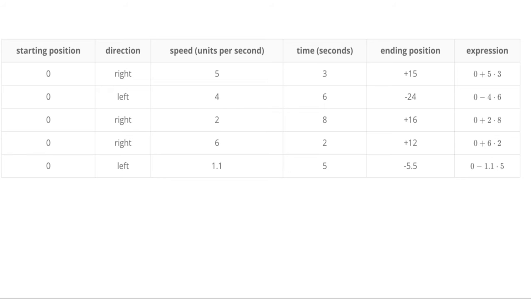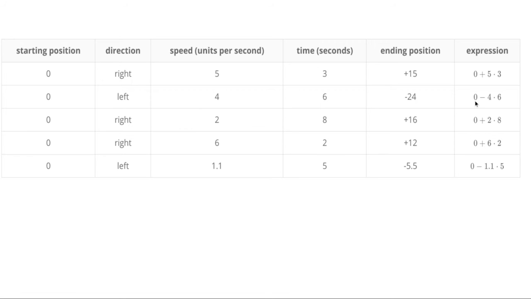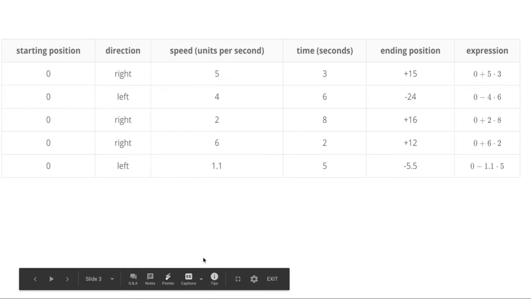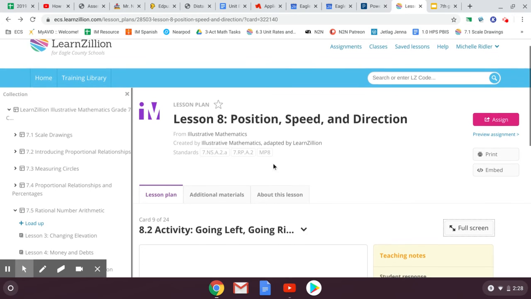Okay, here's our next slide, and as you can see, we have that ending position of negative 24. We start out at 0. We take away the 4 because that is how many units per second we move. That's our speed. Multiply that by how many seconds we move, and that gives us our final position of negative 24. Go ahead and check your answers with these. And we are going to move back into the lesson and move on.